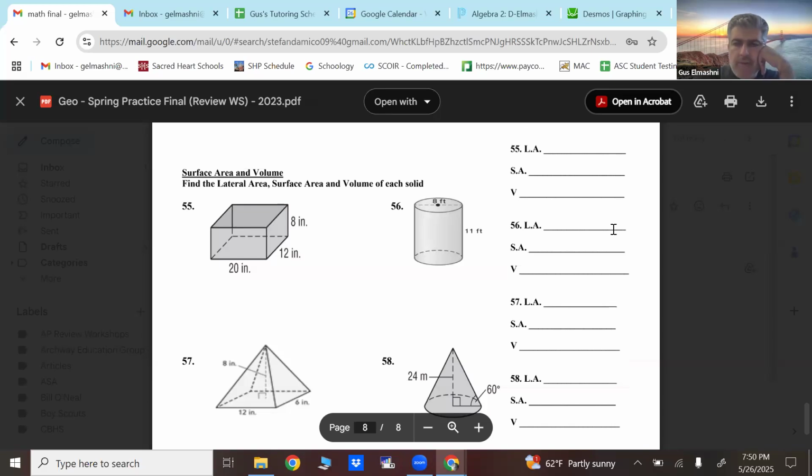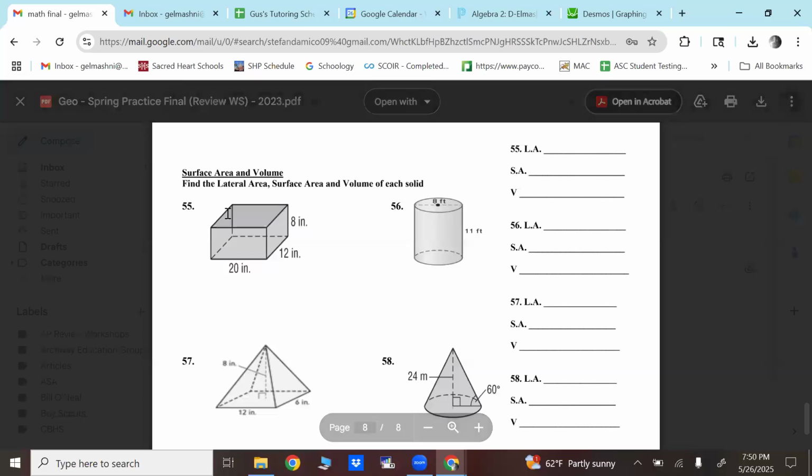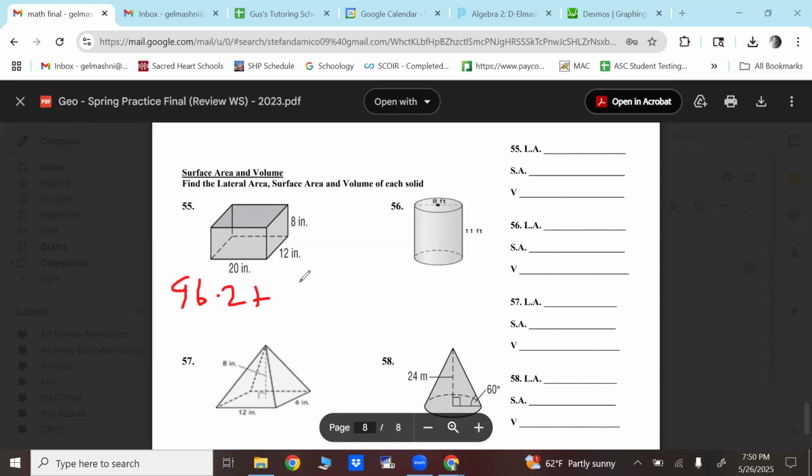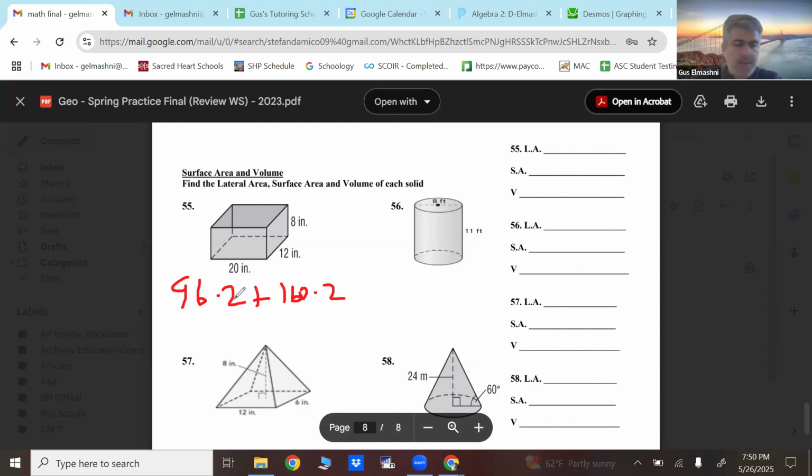Okay, so remember lateral area is just around, not the bottom or top. So you have 8 times 12 twice and 20 times 8 twice. So just do that, whatever that is.